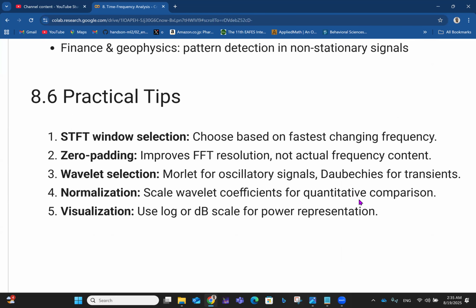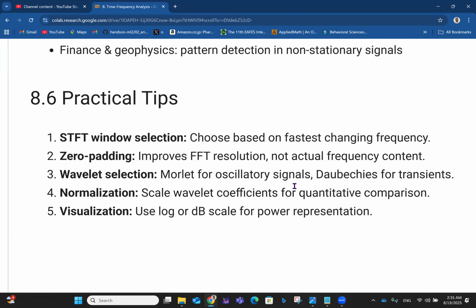So some practical tips. STFT window selection: choose based on the fastest changing frequency. Zero padding improves FFT resolution, not actual frequency content. Zero padding helps us to interpolate, and then we can get more points, so it makes things smoother. Wavelet selection: Morlet for oscillatory signals, Daubechies for transient. So if you're dealing with oscillatory signals, you want to use Morlet wavelets. Normalization: you can scale wavelet coefficients for quantitative comparison. And visualization: you can use log or dB scale for power representation.